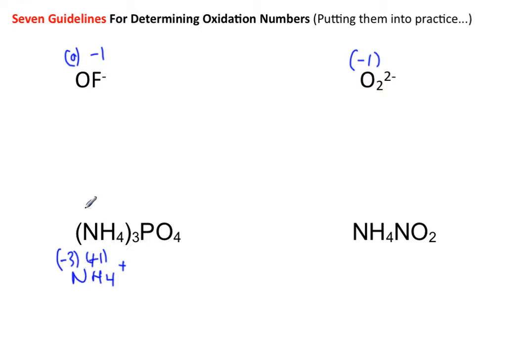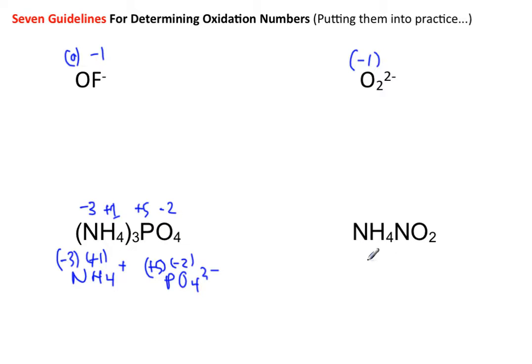So those are the oxidation states for the nitrogen, the hydrogen, and you can treat the phosphate polyatomic ion by itself as well. -2 for the oxygen, +5 for the phosphorus. So there are the oxidation states for those 4 atoms.